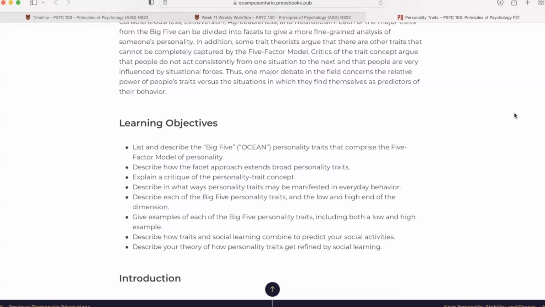Describe each of the Big Five personality traits and the low and high end of the dimension. Give examples of each of the Big Five personality traits, including both a low and a high example. Describe how traits and social learning combine to predict your social activities. And describe your theory of how personality traits get refined by social learning.